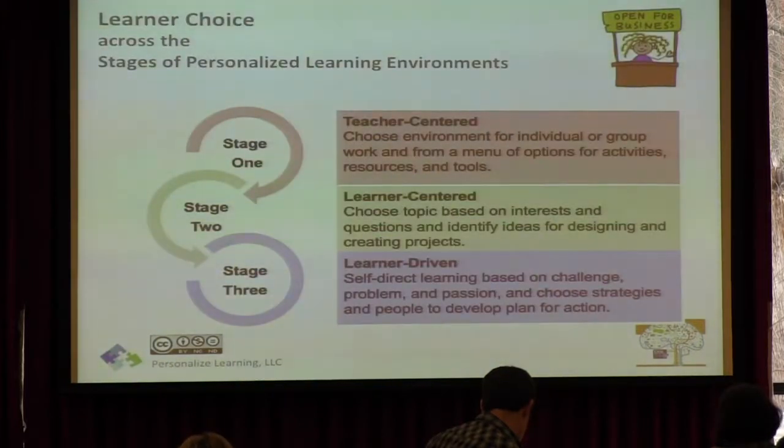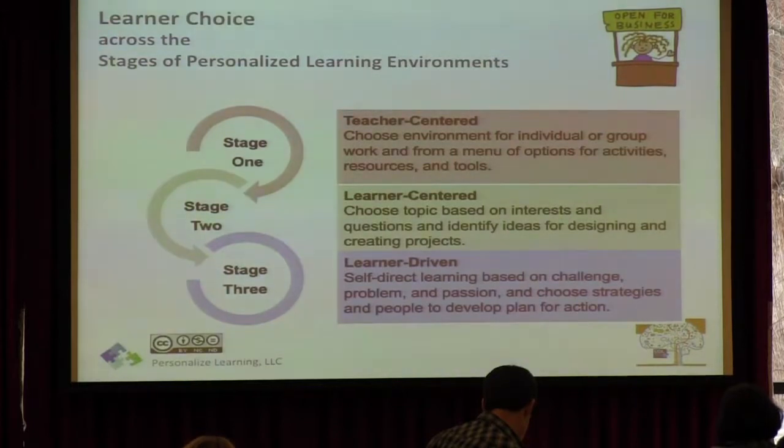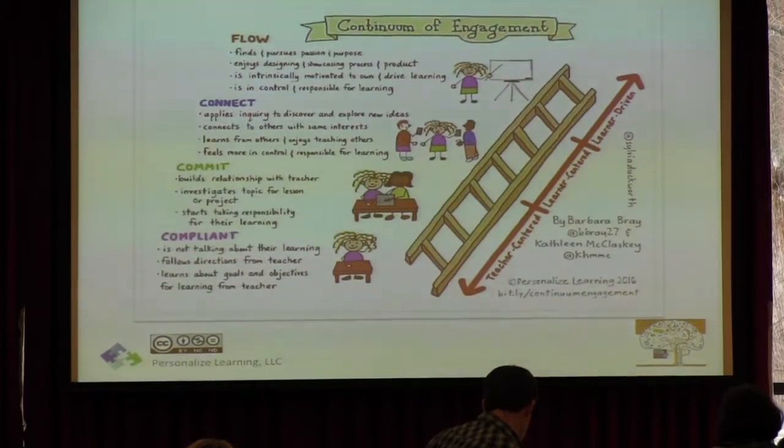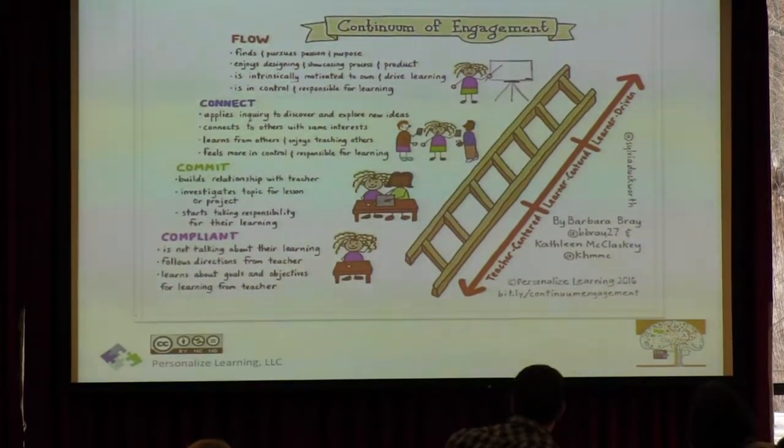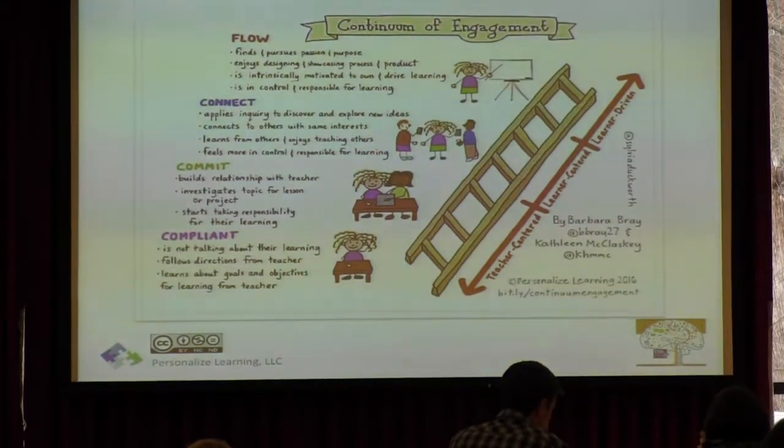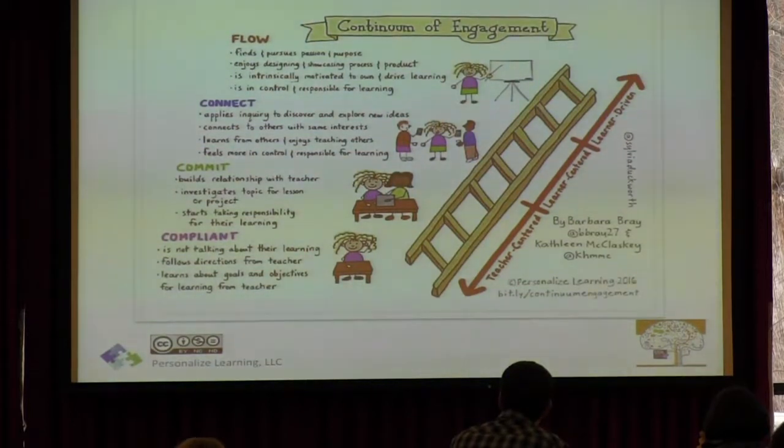So that's what it looks like across the stages, and what learner choice could look like. We just put this out, by the way, called the Continuum of Engagement. Barbara Bray and I, who are co-founders of Personalized Learning, we actually see things on these continuums. This is quite wordy, but it tells you where engagement begins, where kids are. And I actually heard this word today, by the way, compliant. But at this particular stage, kids are really not talking about their learning.